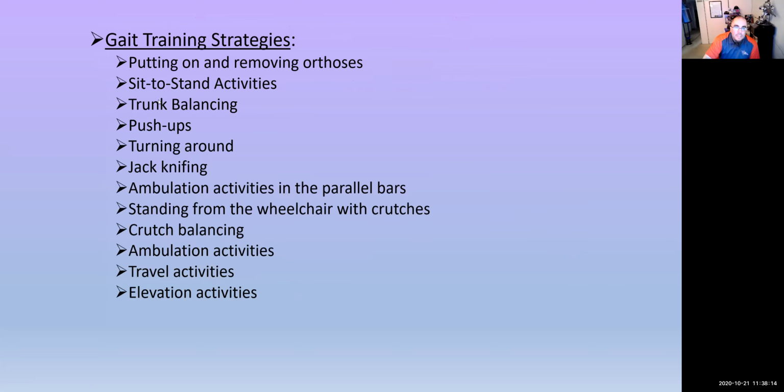I don't know why we have to go all old English on us, but for some reason they like doing that. Sit to stand activities, trunk balancing, push-ups, turning around, jackknifing where we get them to flex the trunk fully over, ambulation activities in the parallel bars, standing from the wheelchair with crutches, crutch balancing. All this is important when we're working with them on gait training. But if nothing else, again, we cannot do mobility until we have what?